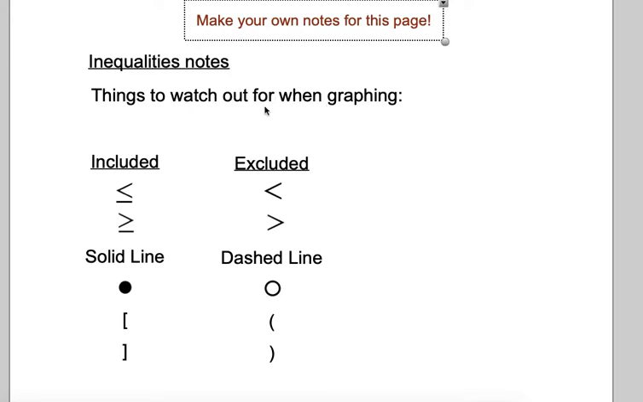These are the things that you want to watch out for, little nitpicky details that we have to be worried about. Whether or not we're going to be including the points on our line or excluding the points on our line. If you're going to be including your points, you'll see a less than or equal to or greater than or equal to sign in there, and that should be signified by a solid line.